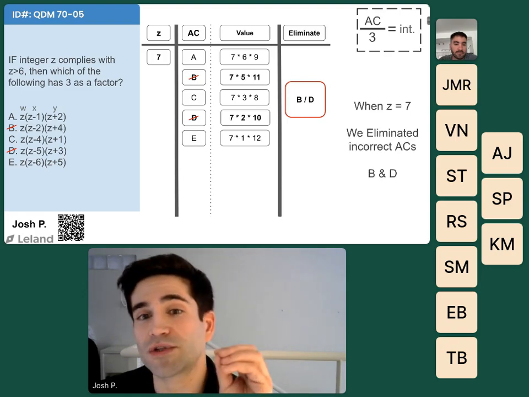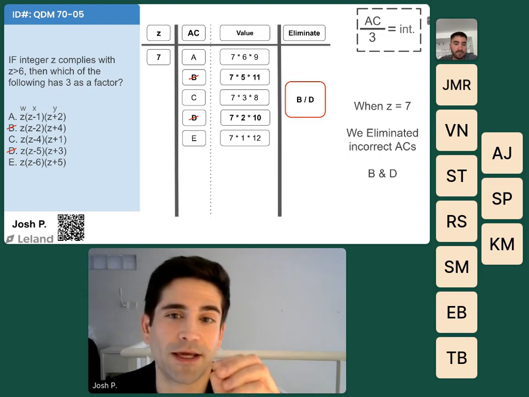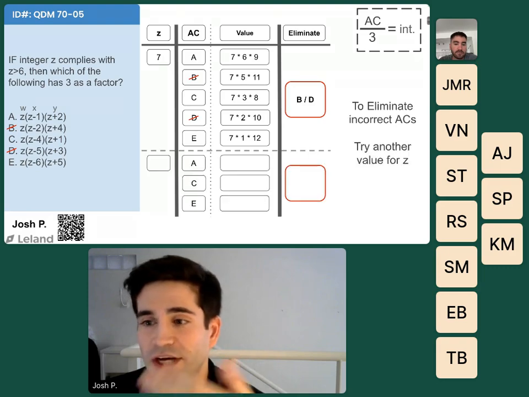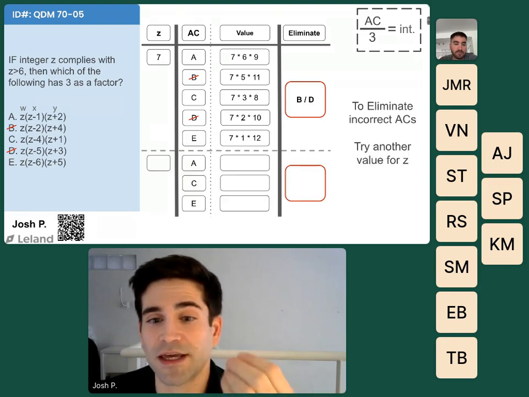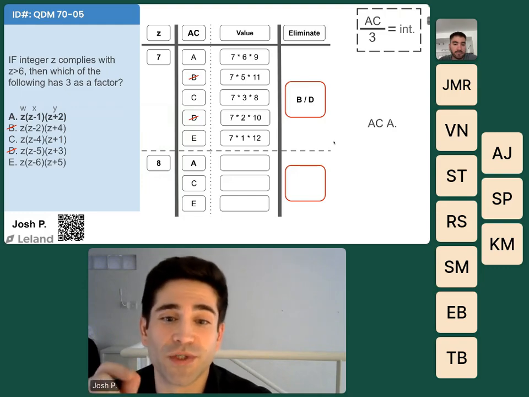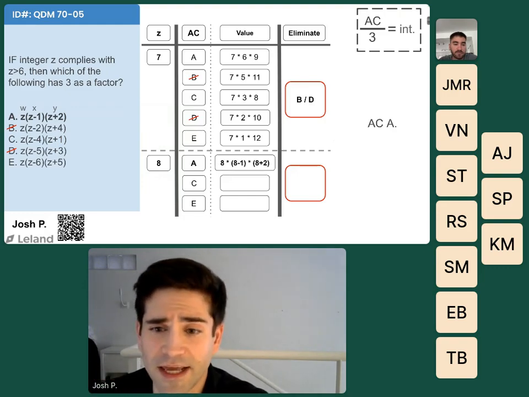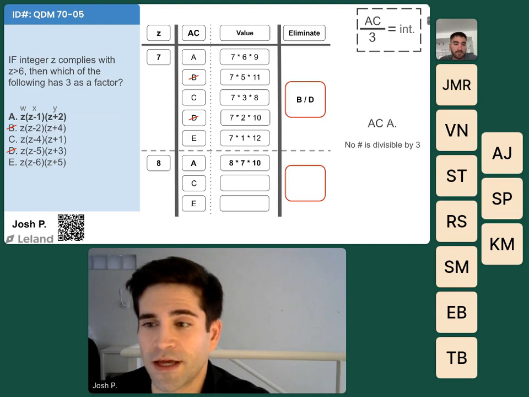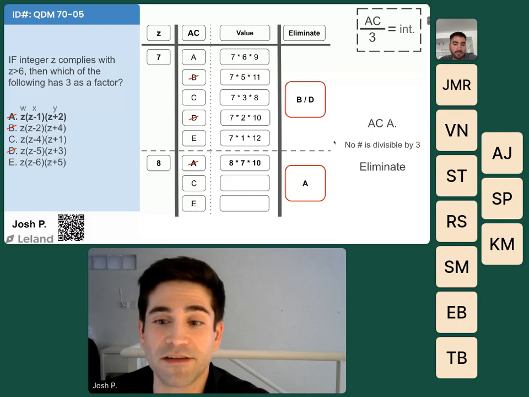Now, when z equals 7, we were able to eliminate answer choices B and D. So what we will do now is choose another value for z, testing the remaining answer choices. If we say that z is equal to 8, then A becomes 8 times 7 times 10. And in this case, no number is divisible by 3, and therefore we can eliminate answer choice A.